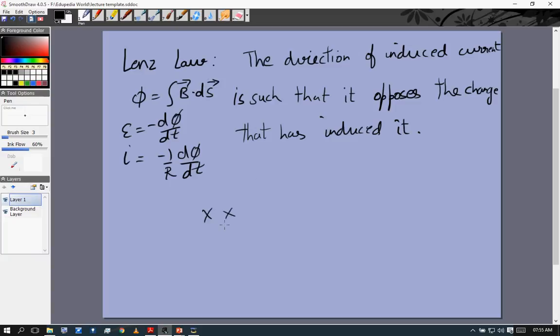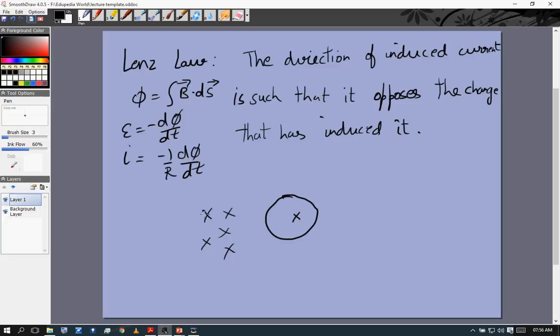So let's say there's a magnetic field going inside the plane and I have a loop, right? It does not carry any current. Now if the magnetic field starts increasing, that means the flux in this loop inside the plane will start increasing. So the current will be such that the flux inside the loop should decrease.